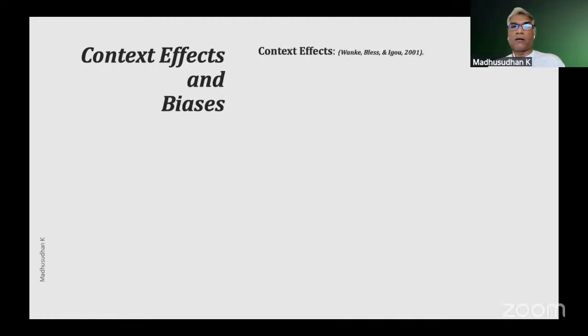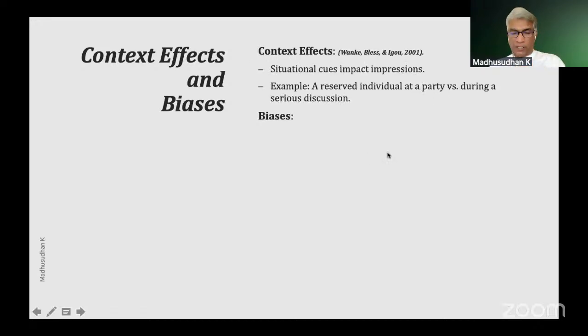Then, what are the types of biases you have? Context effect and bias. Situational cues impact impressions. What are situational cues? A reserved individual at a party. You know an individual, or you don't know an individual. You just met him at a party, and you've seen him. He's completely different. He's isolated, sitting and watching, and he's not talking to anybody. Somebody asked him to dance or do something. He's never mixing with anybody.